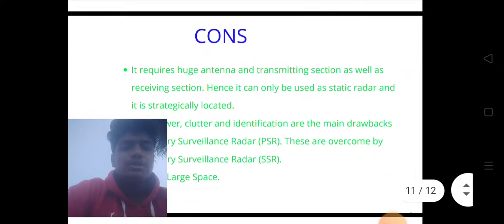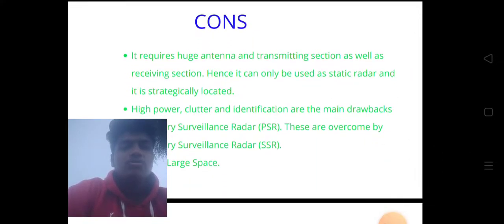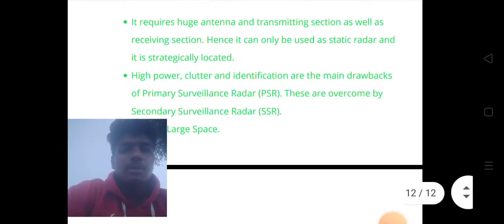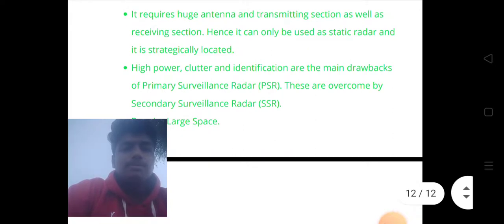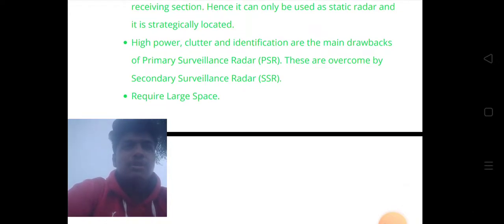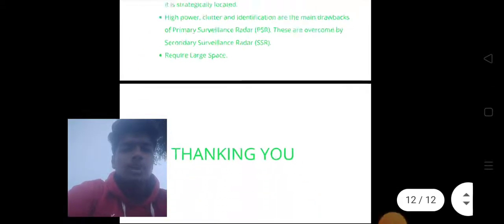Now, disadvantages of radar system: ASR cons. It requires a huge antenna and transmitting section as well as receiving sections. Hence, it can only be used as a static radar and it is strategically located. High power clutter and identification are the main drawbacks of primary surveillance radar, PSR. These are overcome by secondary surveillance radar, SSR. It requires large space in the airports, so this is the biggest disadvantage of the system. So thank you one and all.